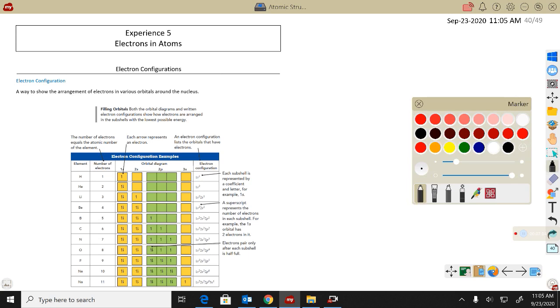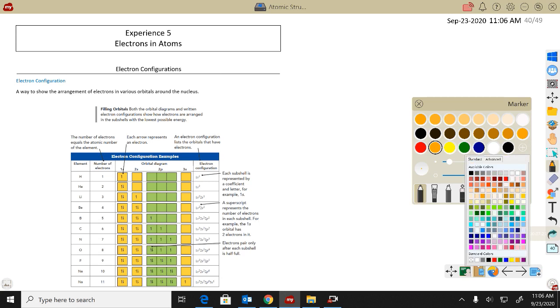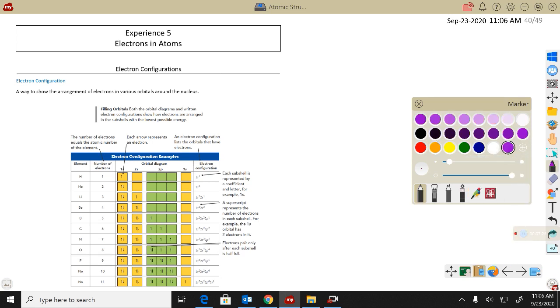If I can find a better color than this. What'll stand out good? Maybe orange. No, not orange. Where'd my purple go? I like that purple color. There it is. Let's go purple.